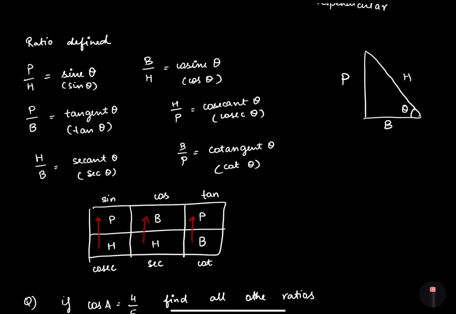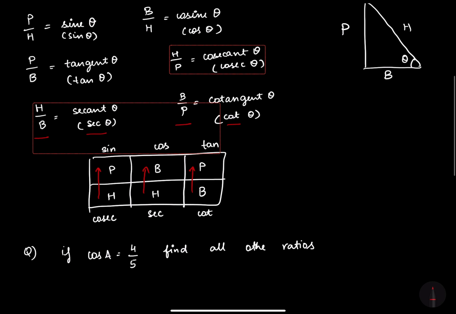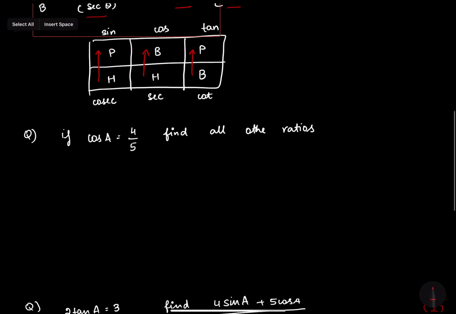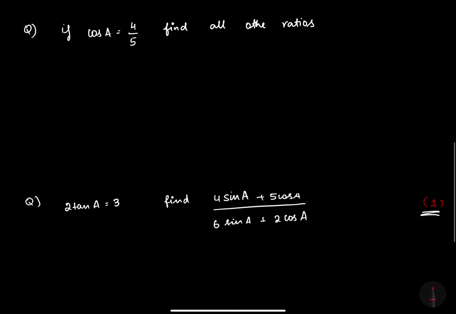So sine is perpendicular by hypotenuse. Your cos is base by hypotenuse. Tangent is perpendicular by base. Cosec is hypotenuse by perpendicular. Your secant is hypotenuse by base. Your cot is base by perpendicular. So after doing this, we'll do 2 basic questions. Then we will have many more topics ahead.